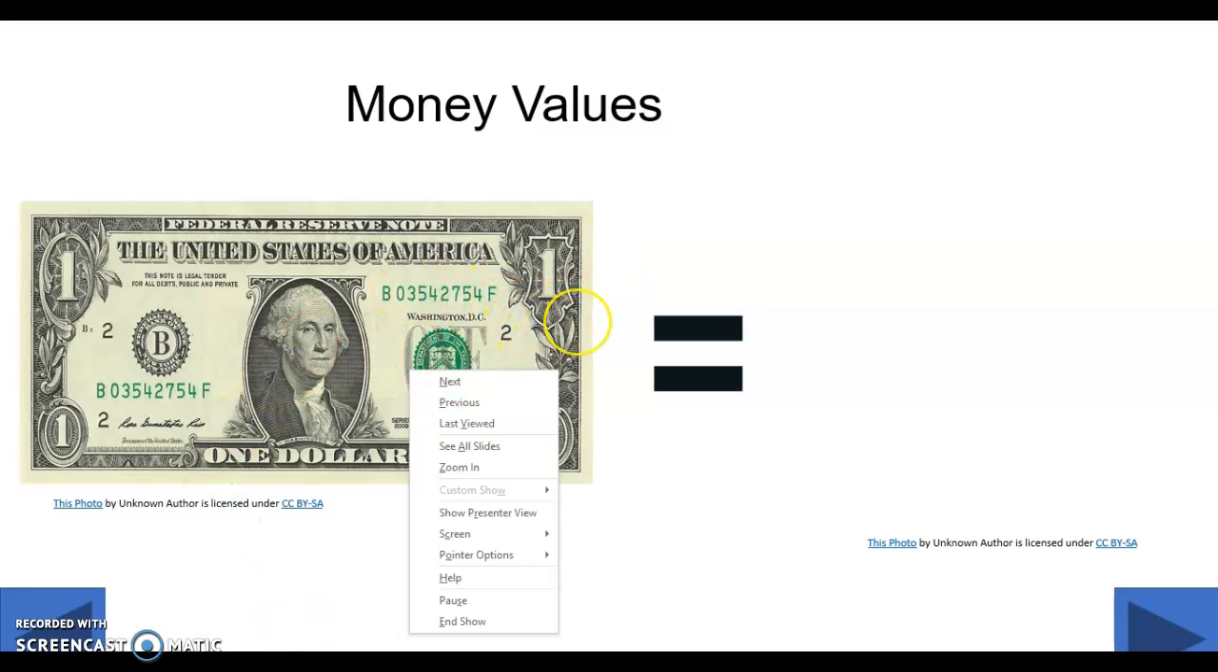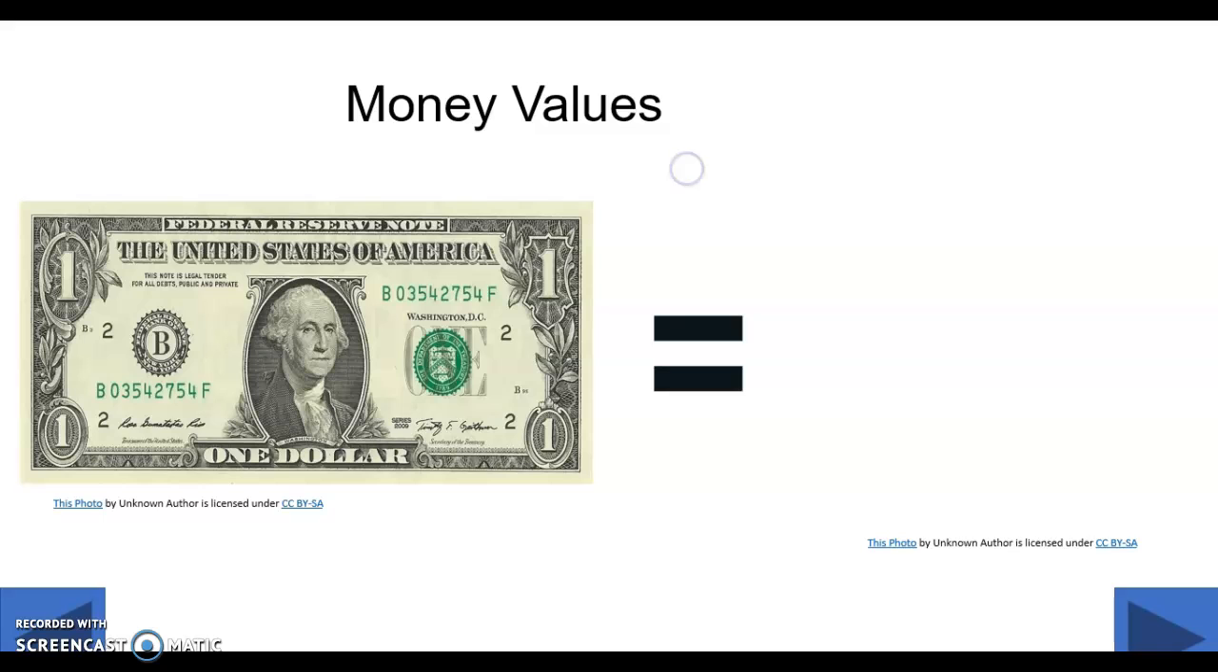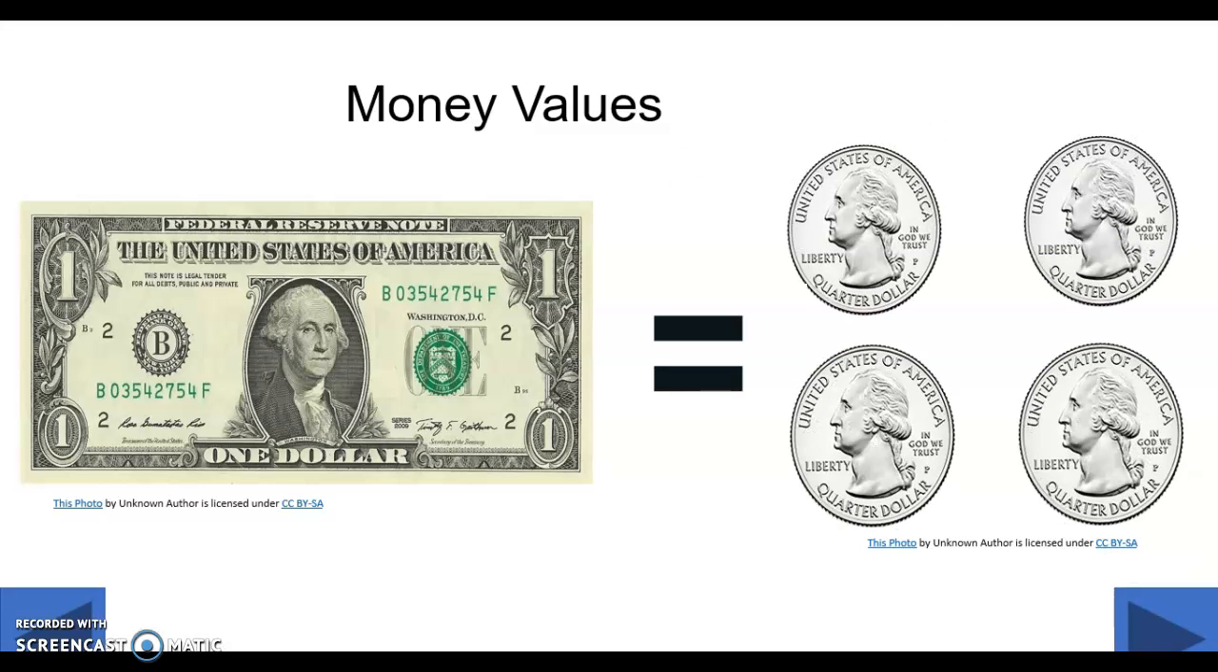Here you're going to see a representation of $1 to the 4 quarters, and there's an animation in play. $1 is the same value as 4 quarters. 4 quarters are the same value as $1.